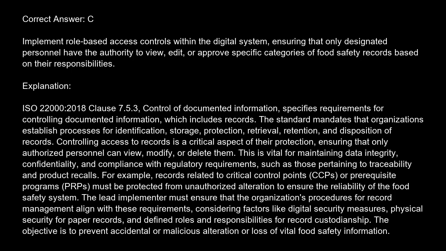traceability and product recalls. For example, records related to critical control points, CCP, or prerequisite programs, PRP, must be protected from unauthorized alteration to ensure the reliability of the food safety system. The lead implementer must ensure that the organization's procedures for record management align with these requirements, considering factors like digital security measures, physical security for paper records, and defined roles and responsibilities for record custodianship. The objective is to prevent accidental or malicious alteration or loss of vital food safety information.